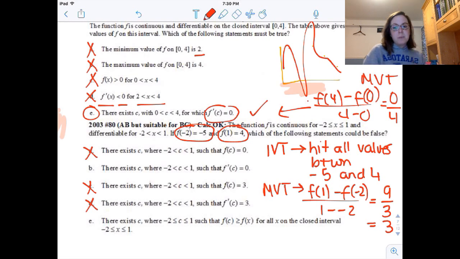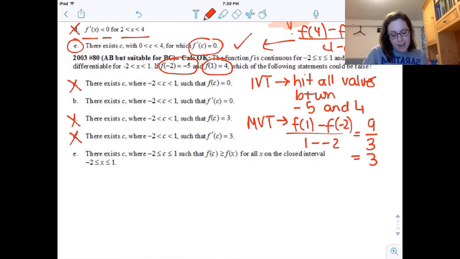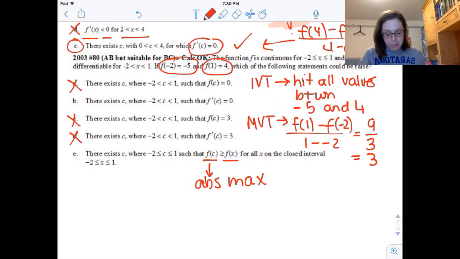But let's look at E. E says there has to be a point where F of C is greater than F of X for all values. That's EVT. This is saying that this is the absolute max. And as long as this is continuous on a closed interval, it must have an absolute max. So this is true by EVT. So this one has to be B.